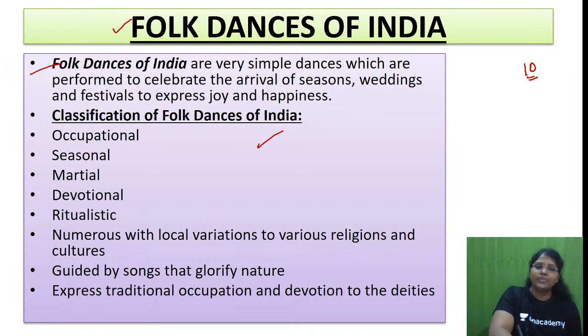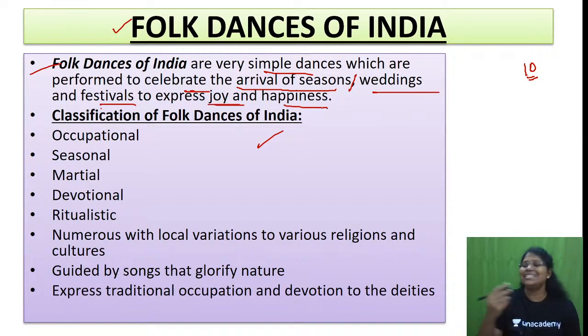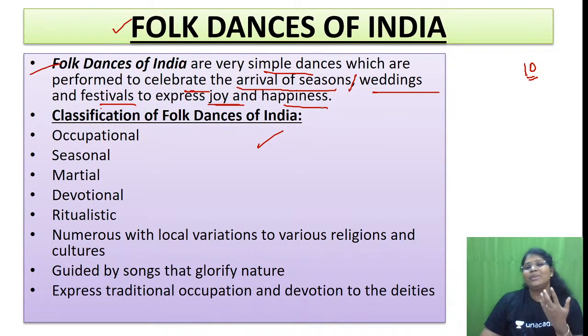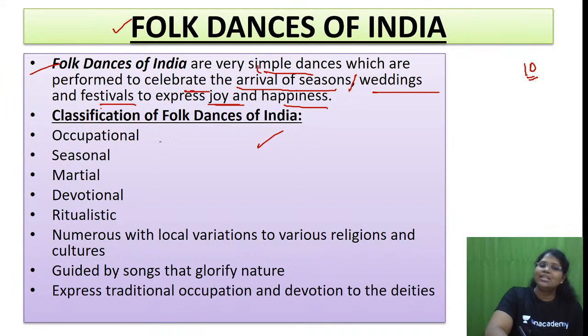Folk dances of India are very simple dances which are performed to celebrate the arrival of seasons, weddings, festivals, to express joy and happiness. It is easy. You need not put so much makeup and other things like classical dances. Folk dances are very, very simple. Classification of folk dances: occupational, yes, during the seasons, harvesting. So, can I say the folk dances are classified by occupations? Seasonal, martial, devotional, ritualistic, numerous with local variations across various religions and cultures.